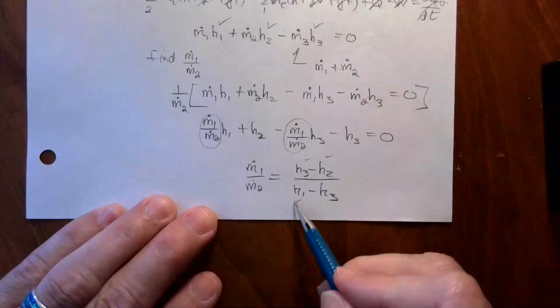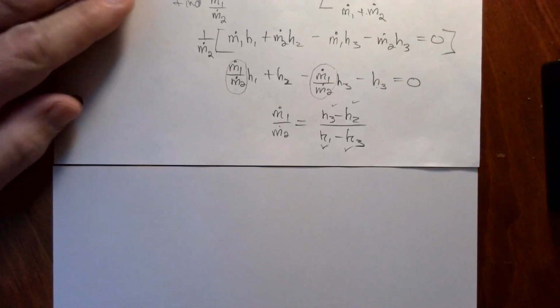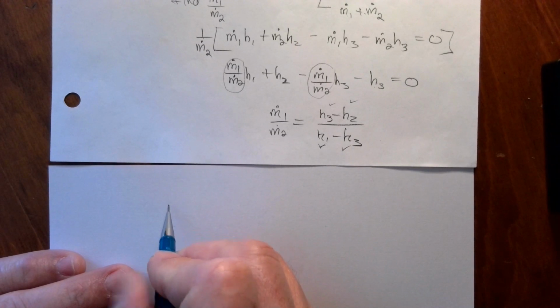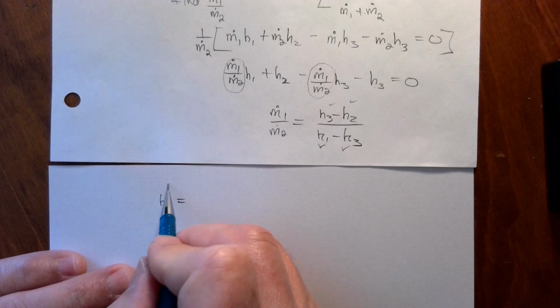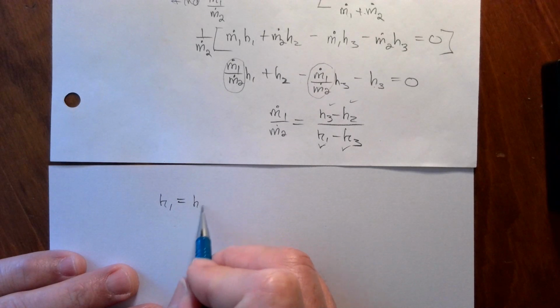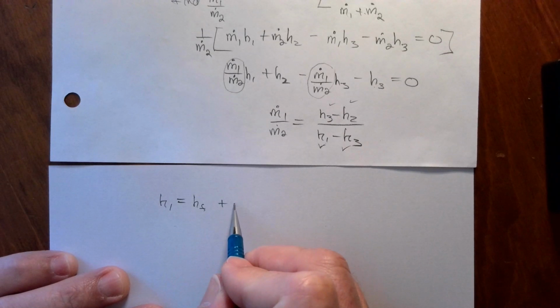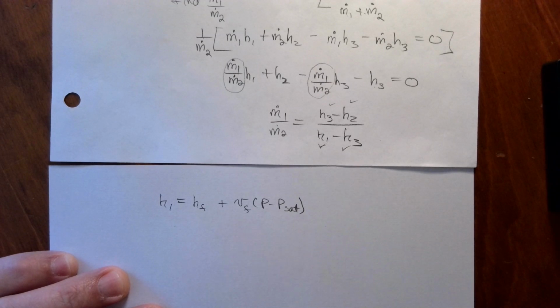All these states are defined, so now we just need to do some work to come up with the values for those states, and we can substitute. They're all compressed liquids. So state 1, h1, is going to be equal to, for a compressed liquid, hf plus vf times (P minus P saturation) in each case.